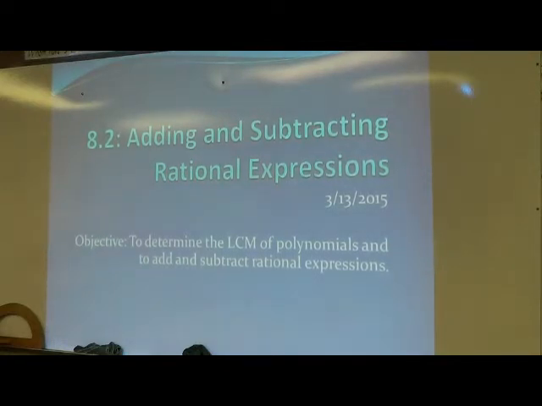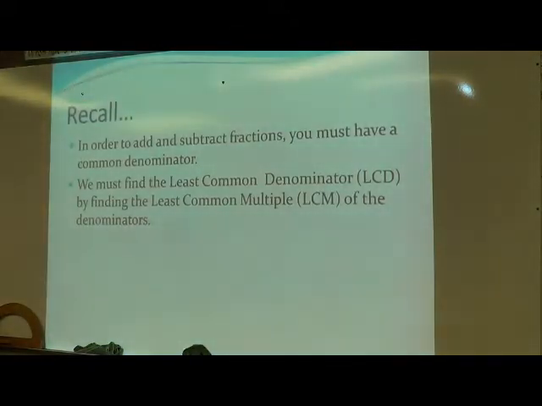So most of what's happening here is, if you remember back to adding and subtracting fractions, getting like terms in the denominator. So that's what we're going to have to do first. In order to add and subtract fractions, you must have a common denominator. We must find the least common denominator, or the LCD, by finding the least common multiple of the denominators.